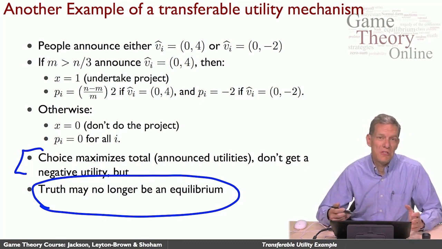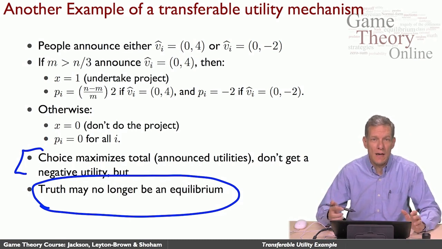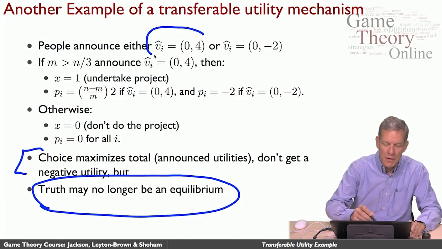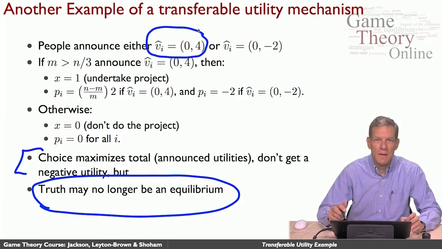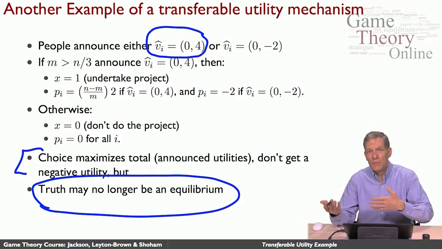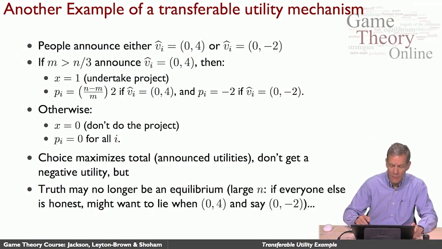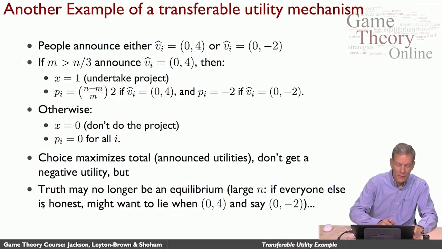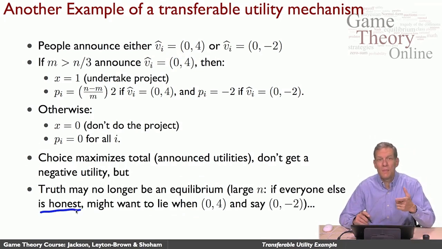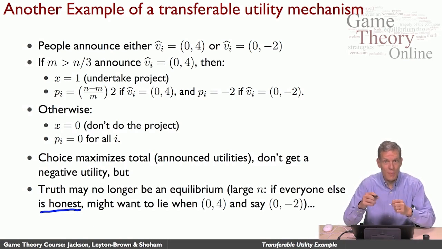Well, let's suppose, for an example, think of a really, really large society. And suppose you're a 0-4 type. And suppose that, for instance, half of the people you think might like it, half might not like it. Well, if we have a really large N and everybody else is honest, then the chance that my announcement is going to make a difference in the undertaking of the project is really vanishing. So the larger the society is, then the chance that I have an impact on the vote, for instance, if people's types are drawn independently, becomes really tiny.